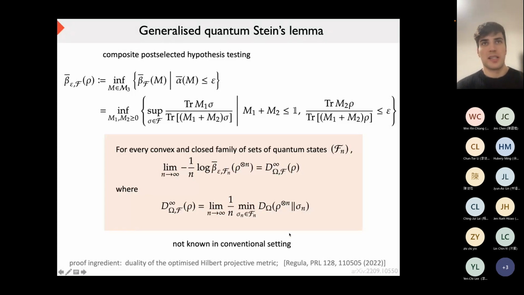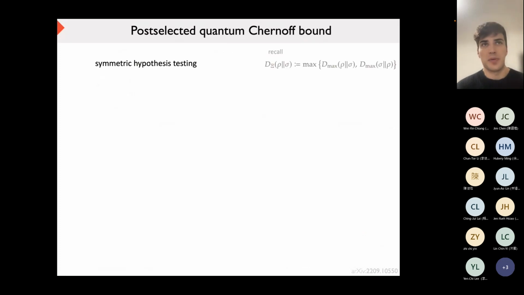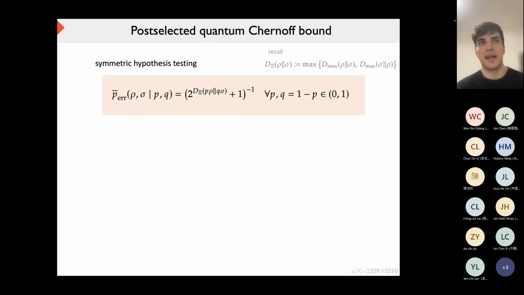Right. So of course, the next step is to look at the symmetric setting, the Chernoff setting. And in this setting, we obtain in a similar manner that for every pair of states and every prior probabilities, the post-selected probability of error, the symmetric probability of error, is given by a function of the Thompson metric now. Previously we had the Hilbert projective metric. Now we have the Thompson metric, which you might remember is the maximum of the Dmax, the max relative entropy. And so we have an exact result for every state.